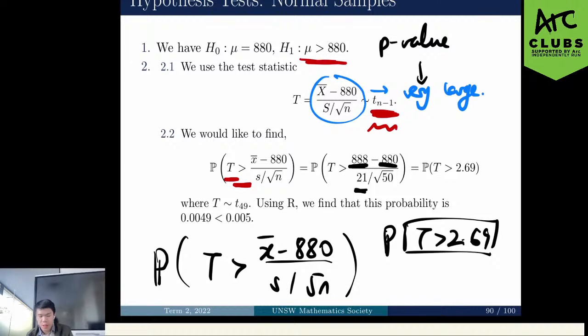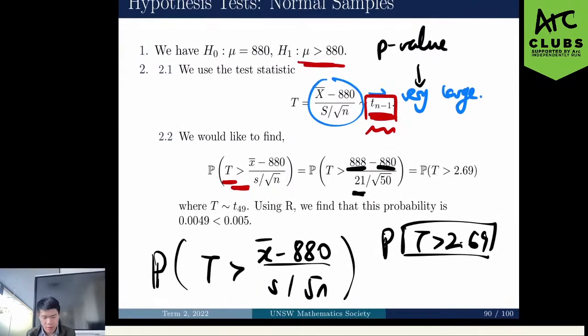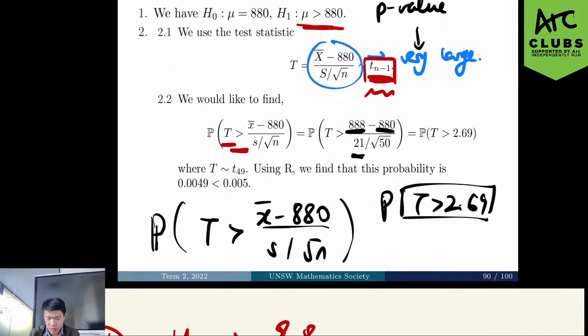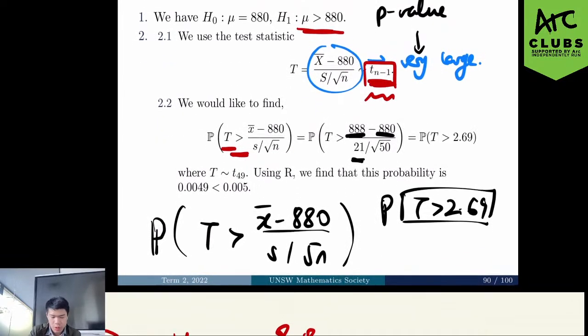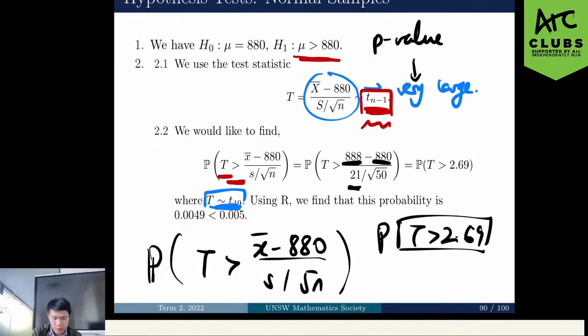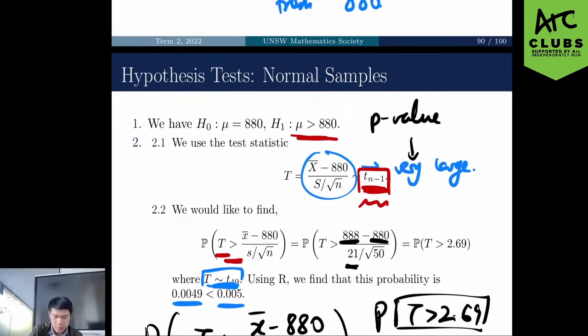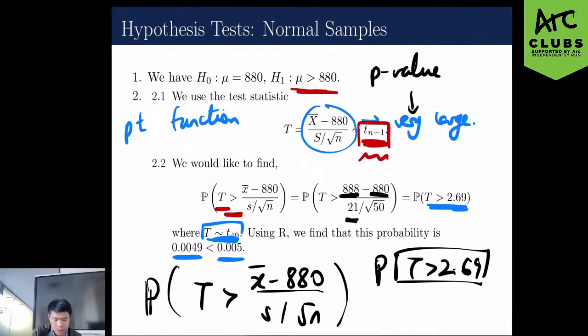Right? And so the reason why we standardize this is because now we know the distribution of this. We know it's actually t(n minus 1). So what happens as a result of that is basically now we've got a probability. Using R, we can find out that this probability is equal to 0.0049, which is less than 0.005. Right? And to do it with R, by the way, you use the pt function. It gives you the t distribution probabilities, and that gives you 0.0049, which is less than 0.005.